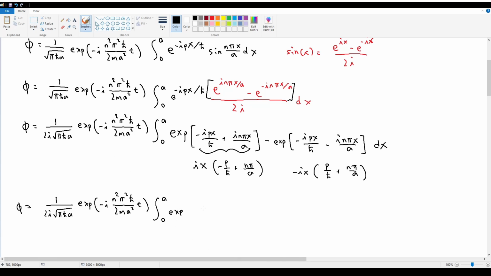Exponential of ix negative p over h bar plus n pi over a, minus exp of negative ix times p over h bar plus n pi over a. Okay, now we have an integral with two complex exponentials.